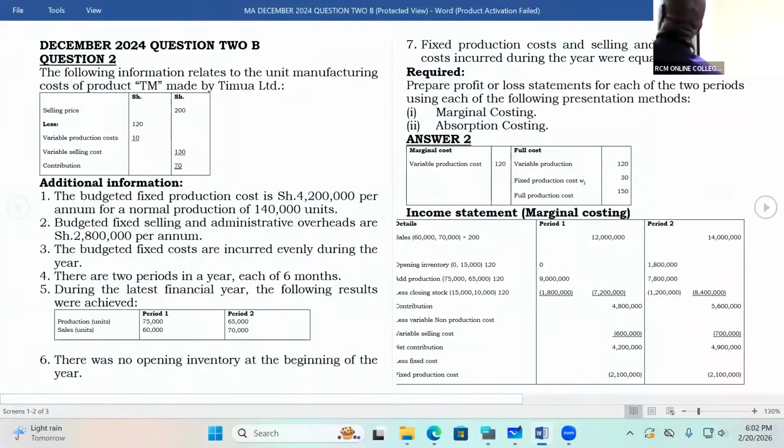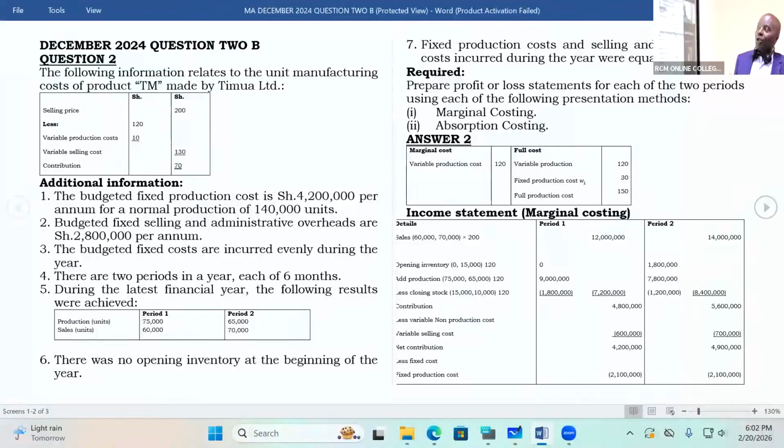December 2024, question number 2B. We are told the following information relates to the unit manufacturing cost of product TM made by Timua Limited. Additional information: the budgeted fixed production is 4.2 million for a whole year, for a normal production of 140,000 units. Budgeted selling and admin overheads are 2.8 million per annum. The budgeted fixed costs are incurred evenly during the year. There are 2 periods in a year, each of 6 months.